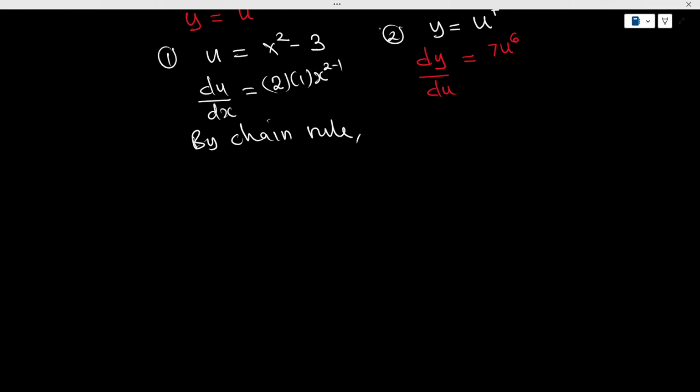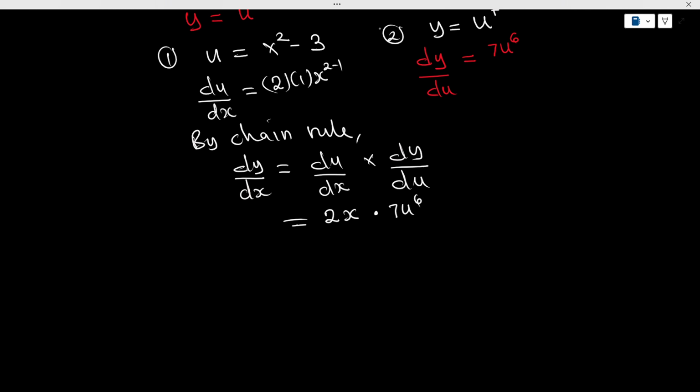So by chain rule, we can say now dy over dx equals du over dx times dy over du. You can just plug in: du over dx is 2x, and then times dy over du. dy over du is 7u to the power 6. When you multiply this together, you're getting 14x u to the power 6.